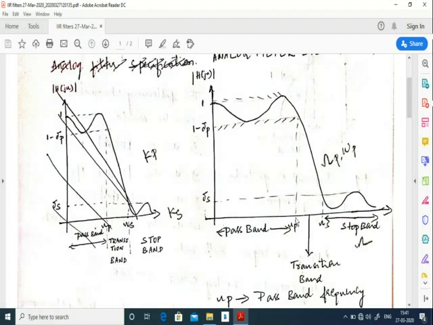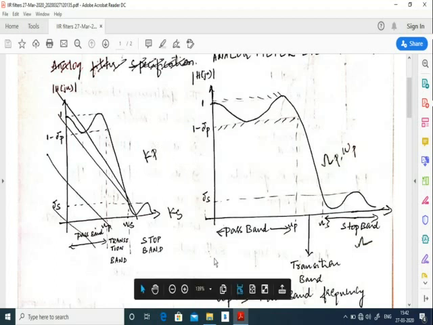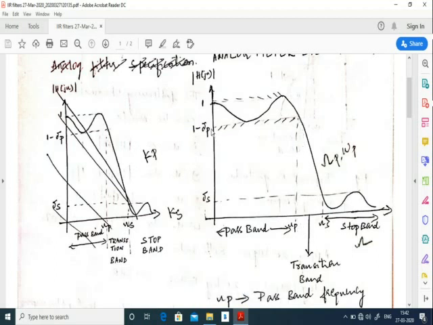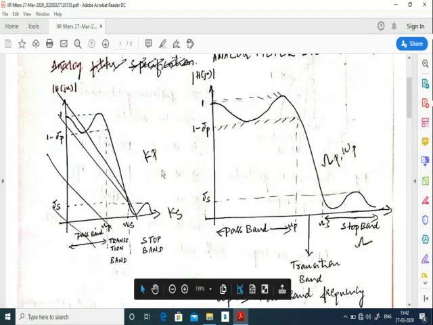Corresponding to omega p, we'll have one gain which is known as passband gain, which is generally denoted by kp, which is nothing but passband attenuation or passband gain. I'll discuss this in detail a little later. As of now, if you remember this, it's sufficient. Corresponding to passband frequency, we have one gain, which is given by kp. Corresponding to omega s, we'll have one more gain, which is denoted by k suffix s, known as stopband gain.